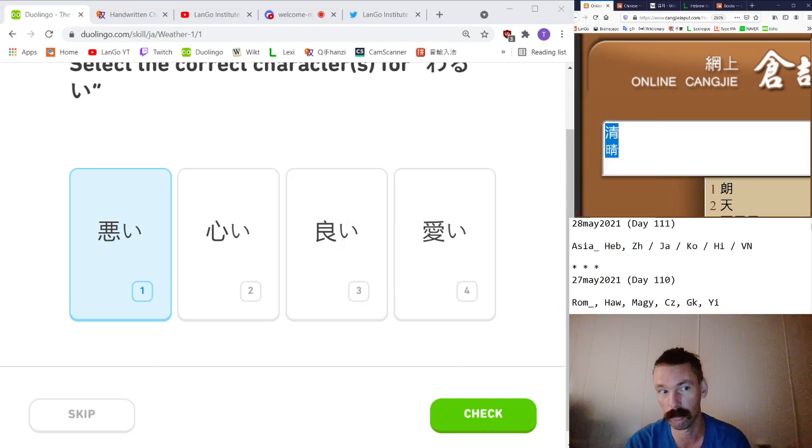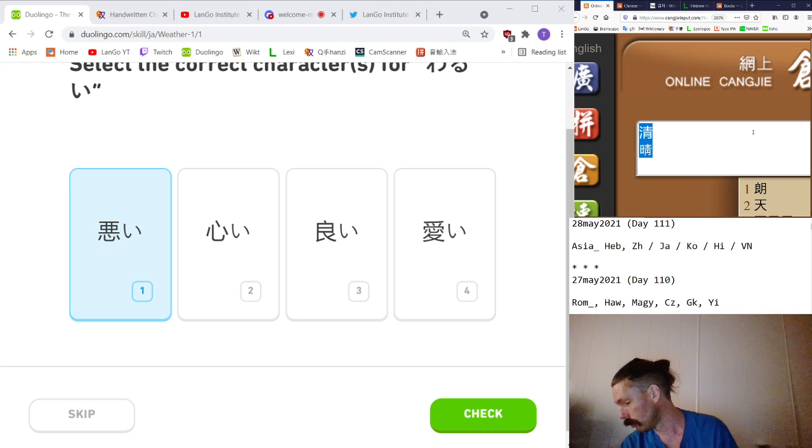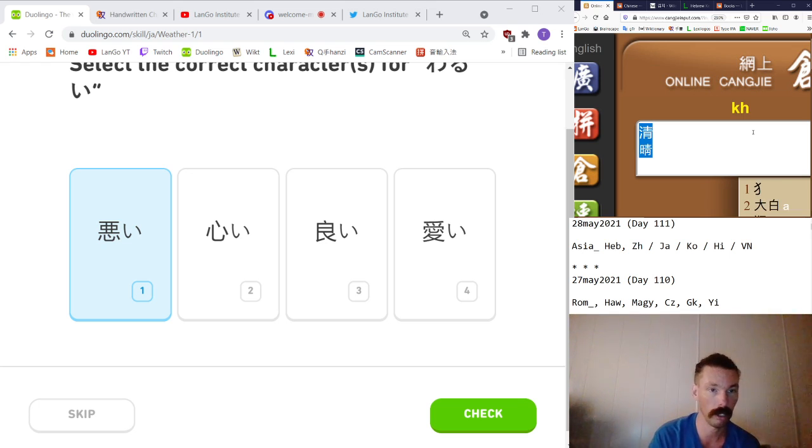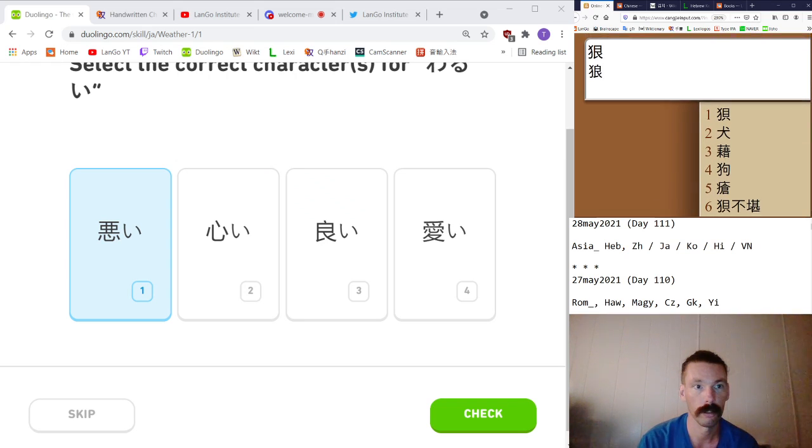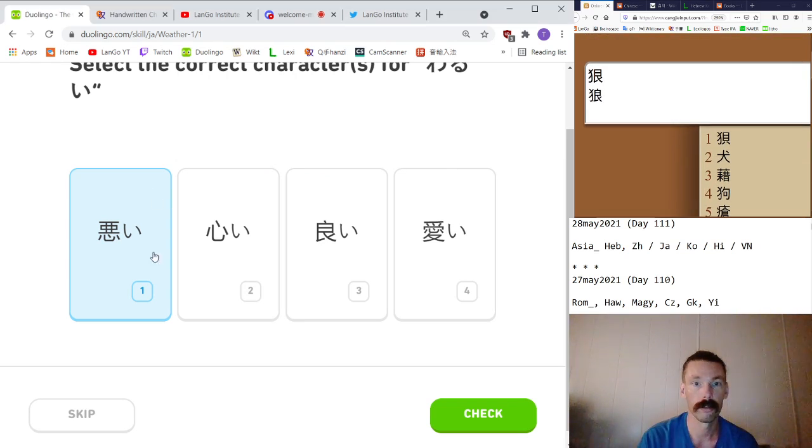By the way, there's a nice sort of minimal pair here. This one is also read Kyou, meaning wild. This other one is Rou, the wolf. Here in my character generator. Okay, not the same one. This number 3 would be Yoi, or E, meaning good.